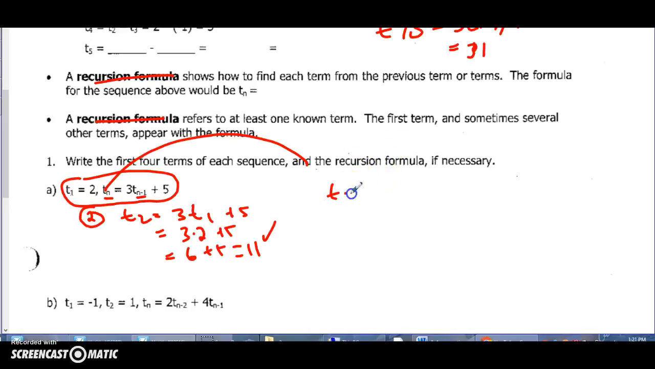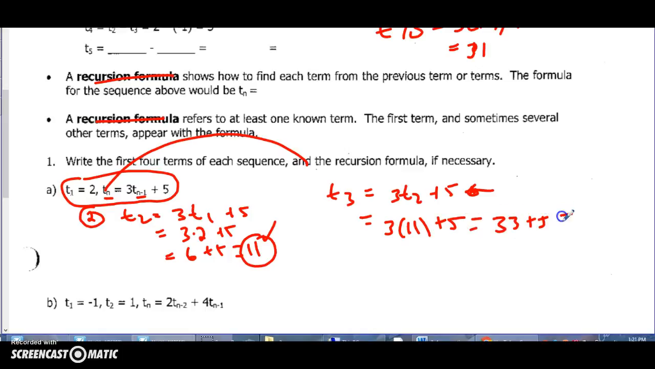And if I want to find the third term, T3, I go 3 times T2. You don't really need to write this, but I'll write it. It's 3 times the value of the second term, and the value of the second term we figured out was 11. So 3 times 11 plus 5. That's 33 plus 5, which is 38. And then you keep going from there. So I need to get the n minus 1 term, the value of the term before it, to find the current term.